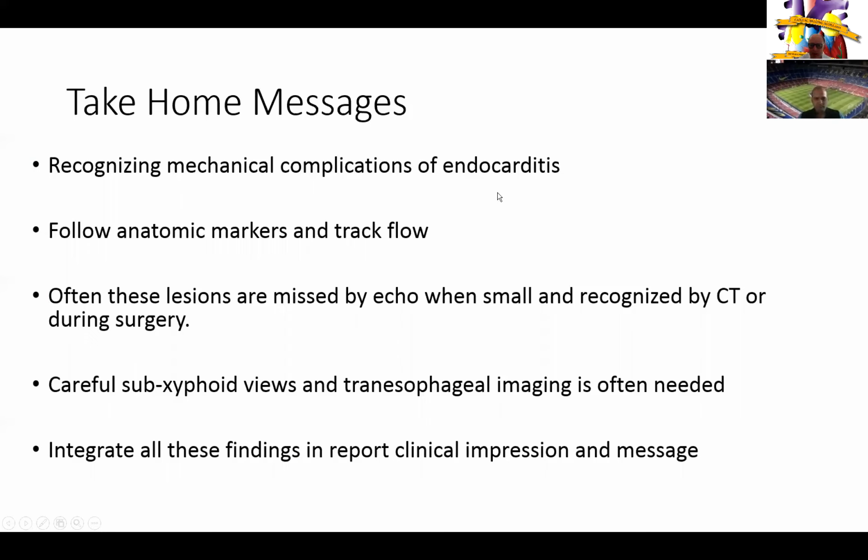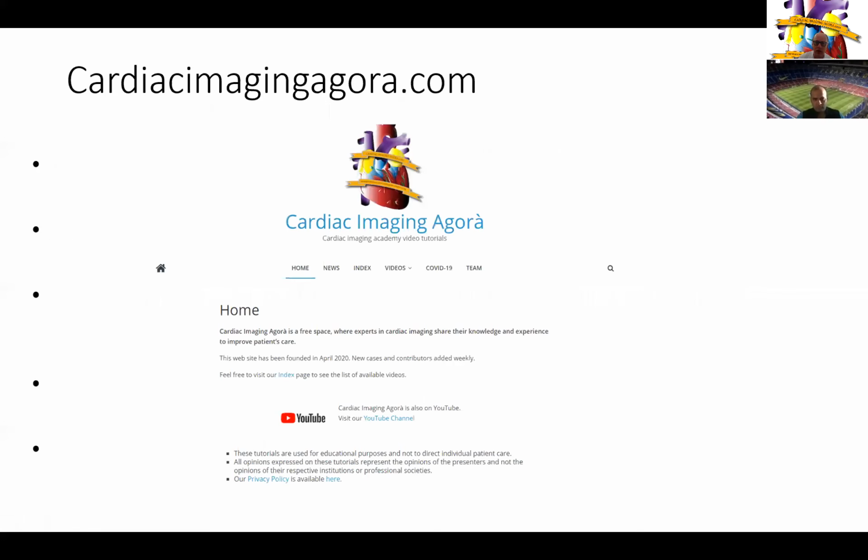So these are some of the take-home messages we go over every time we present these cases: recognize the mechanical complications of endocarditis, follow the anatomic markers and track the flow. Don't be satisfied with just a surface echo. Use CT, again, a beautiful presentation by Paul Kramer on this series on the role of CT with endocarditis, especially if you're planning for surgery. CT is phenomenal. Subxiphoid views by surface echo and transesophageal imaging with transgastric imaging is needed. And then you can integrate all these findings into a meaningful report. Any questions about this case?